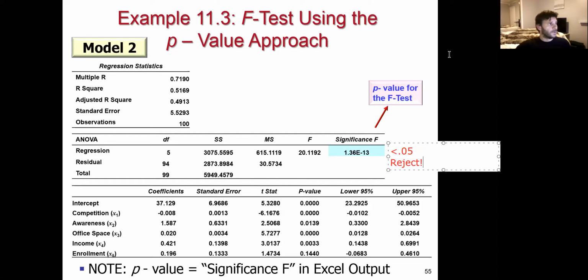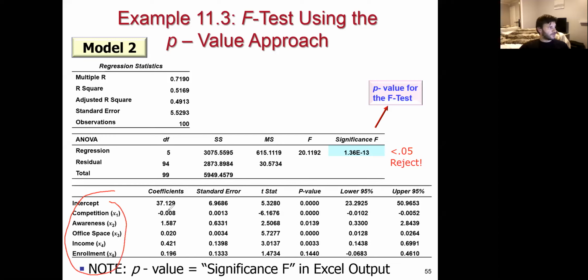We would reject it. So this is telling us that all these variables in our model, what variables are they? Well, all of these: competition, awareness, office space, income, enrollment. Those variables are jointly significant at the 5% level, even though, for example, enrollment here was not significant individually. We saw enrollment had a higher p-value. It exceeded 5% on that t-test for individual significance. But this p-value is showing us the joint significance of all of the variables together.